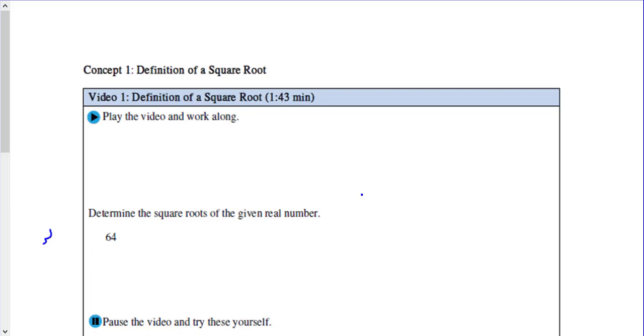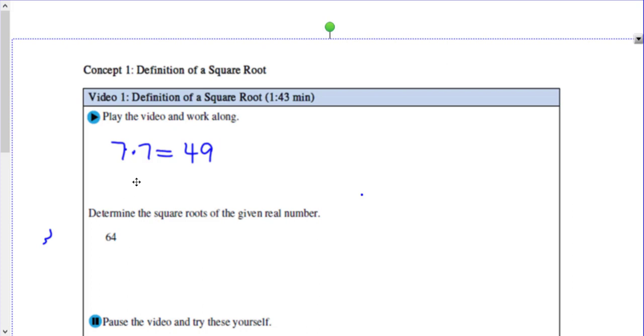Good morning, everybody. I want to start our chapter on square roots today. First of all, we want to talk about what the definition of a square root is. A square root is when you can take a number and multiply it times itself. So 7 times 7, we get 49. So we would say the square root of 49 is equal to 7 because 7 times 7, or 7 squared, is equal to 49.